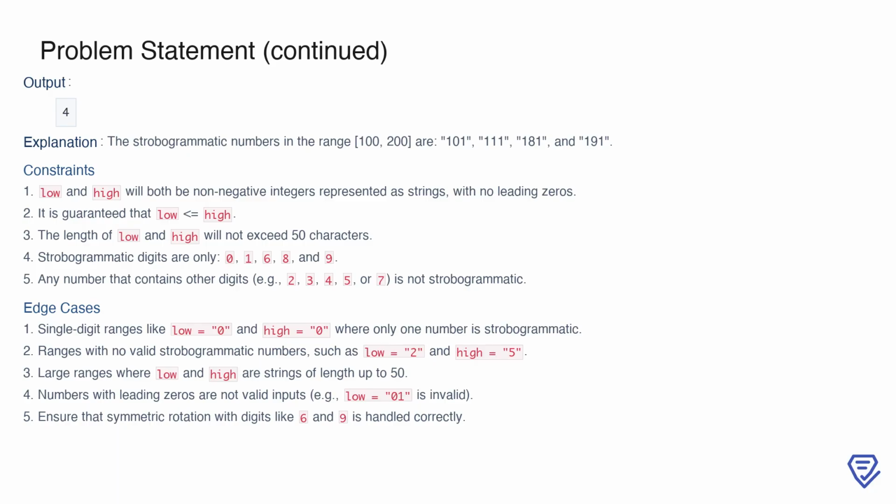Both low and high will always be valid strings representing non-negative integers, and it's guaranteed that low is less than or equal to high. The digits allowed in strobogrammatic numbers are limited to 0, 1, 6, 8, and 9. Any number containing other digits, such as 2, 3, or 7, cannot be strobogrammatic. Special cases like single-digit ranges or ranges with no valid numbers also need to be handled.